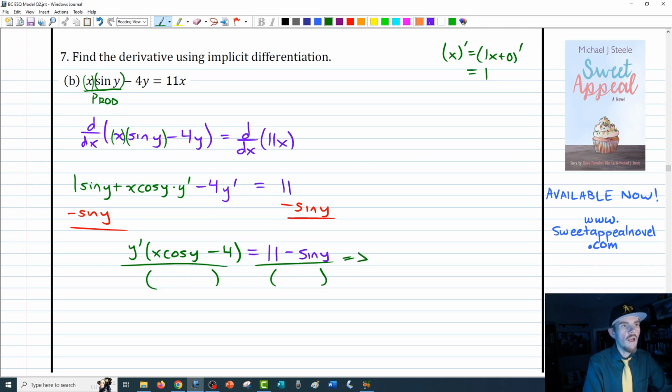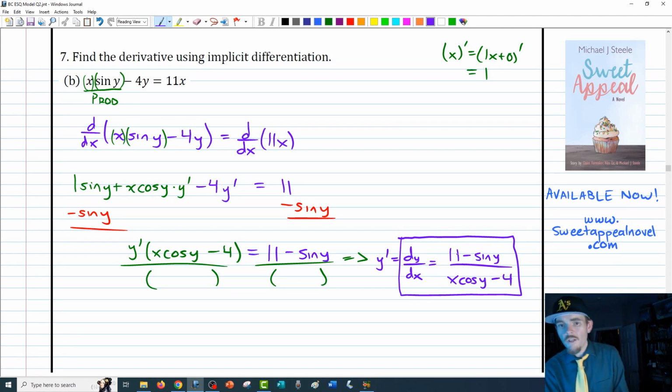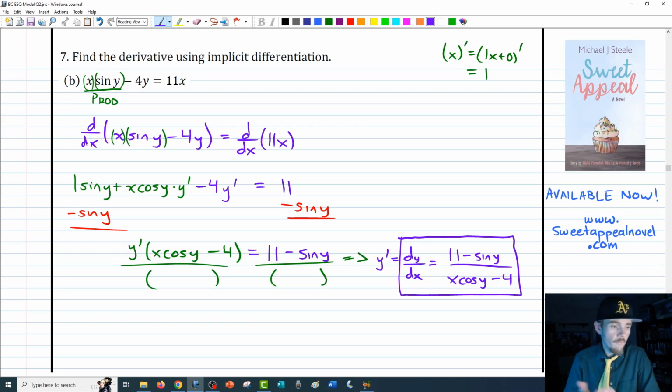When I do, I am going to get that y prime, which is just a slightly less intensely rigorous version of dy/dx. We will then get 11 minus sine of y divided by x cosine of y minus 4. And once again, there is our derivative, in this case with respect to x. So implicit differentiation, straight up, you're differentiating with respect to a variable that's in the problem. There is our process taken into account.